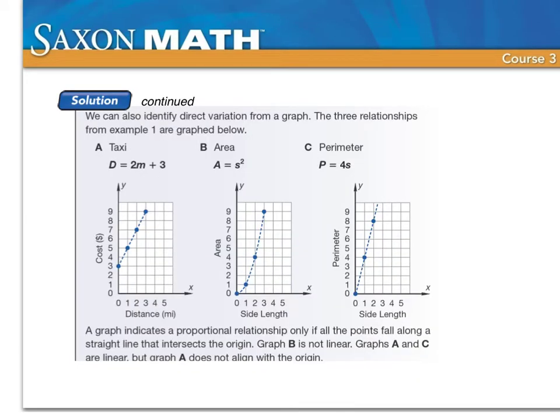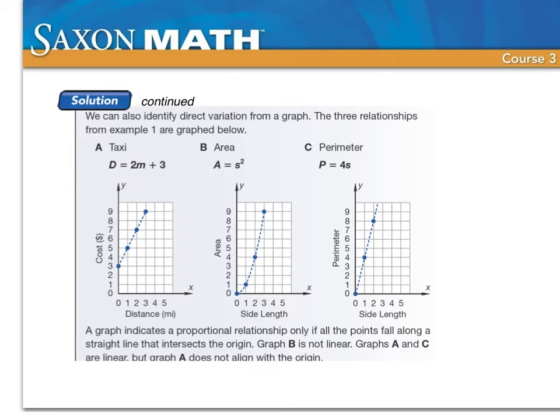Actually, sorry, looking at the same example, we can identify direct variation from a graph, okay? Remember that we said that graphs for direct variation have to intersect the origin. So this first one is out right away because it doesn't cross at 0, 0. Okay? Meaning, as soon as I hop in the taxi, I can travel nowhere and I still owe them $3.